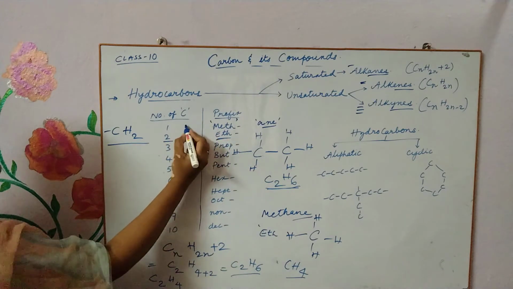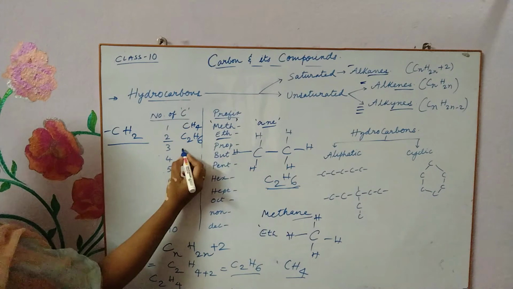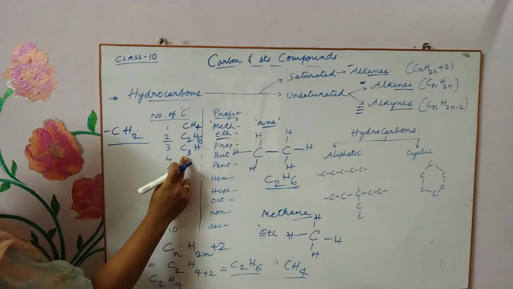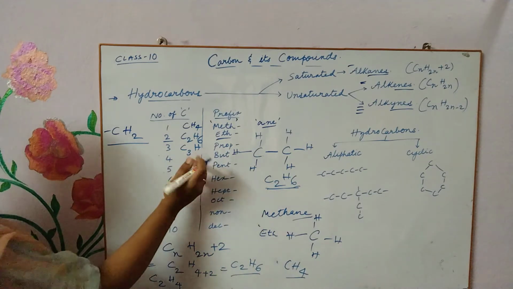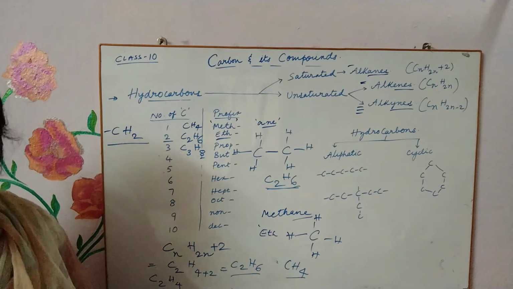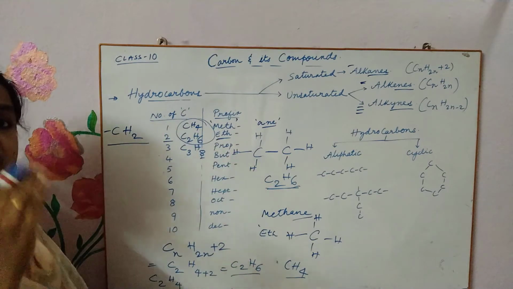What is the formula of methane, children? CH4. What is the formula of ethane? C2H6. Can you tell me the formula of propane now? CnH2n+2, C3, that is 2 into 3, 6 plus 2, 8. C3H8. Now, just to see the difference, find out the difference between two successive compounds.